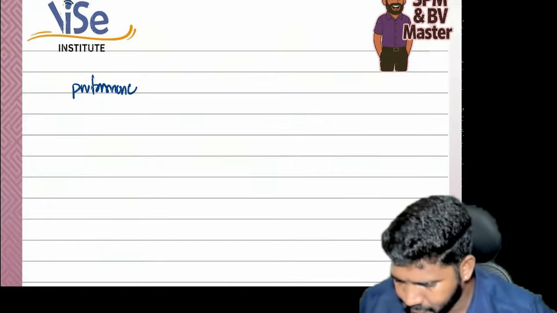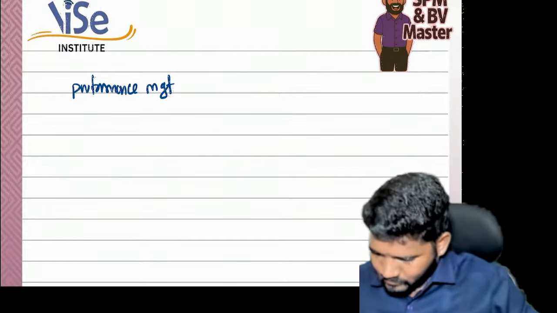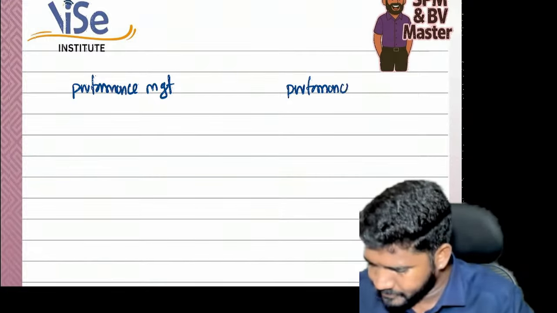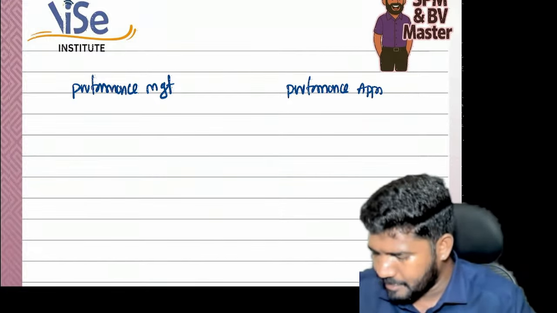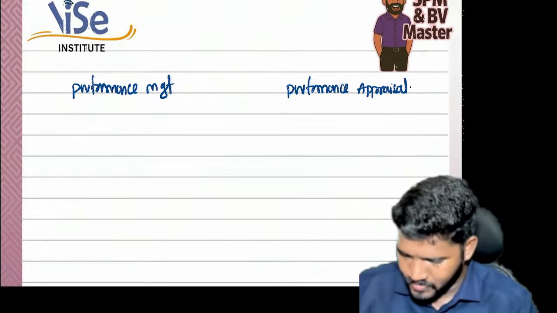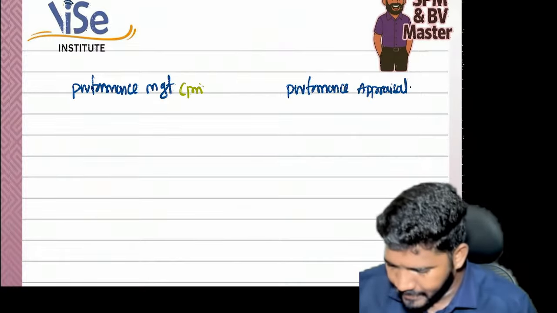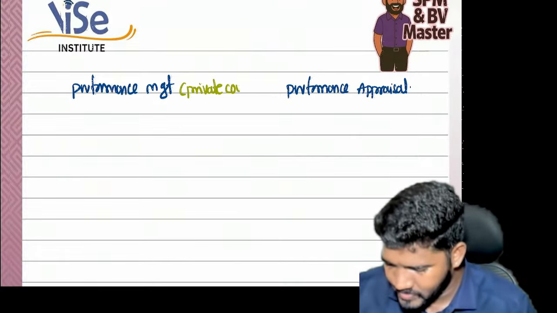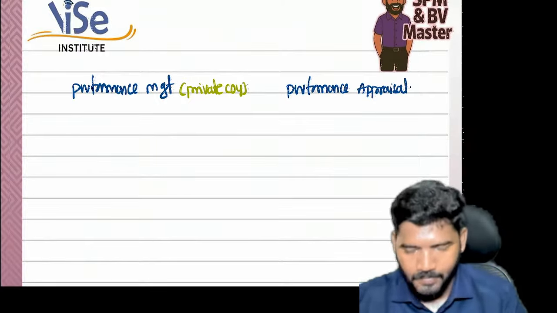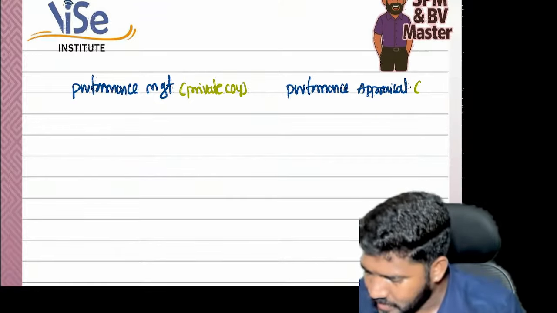Performance management, performance appraisal. For easy understanding purpose, take an assumption. It's a private company. Just for understanding, guys, don't write this private company and government company in the exam point of view. Just for your understanding purpose, performance appraisal is a government company.